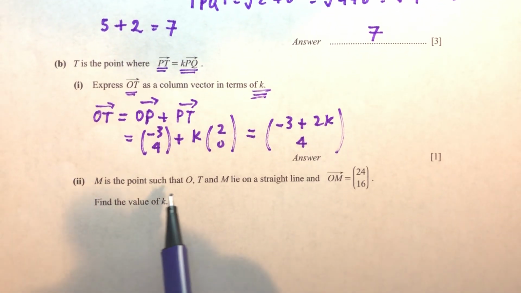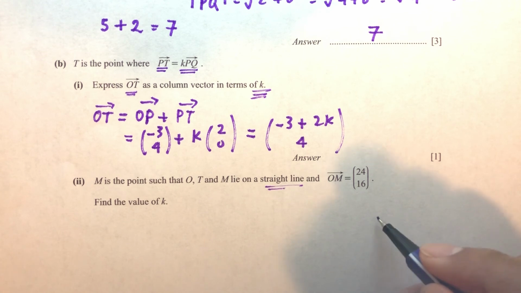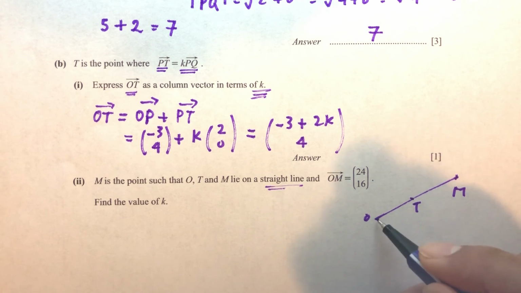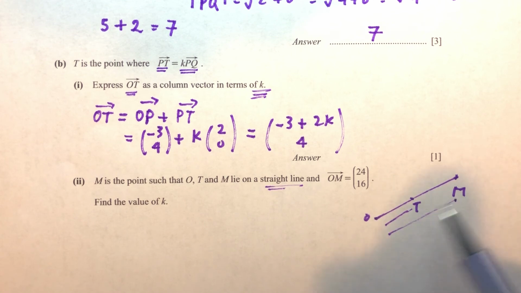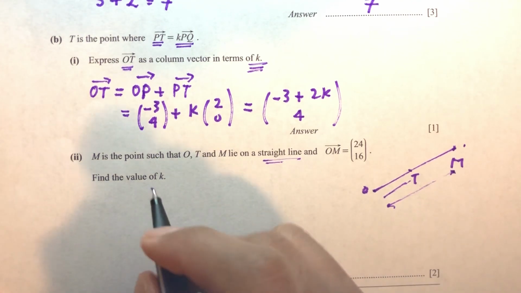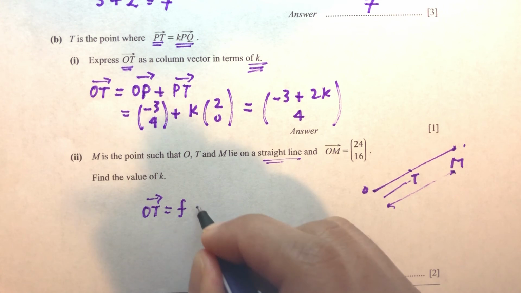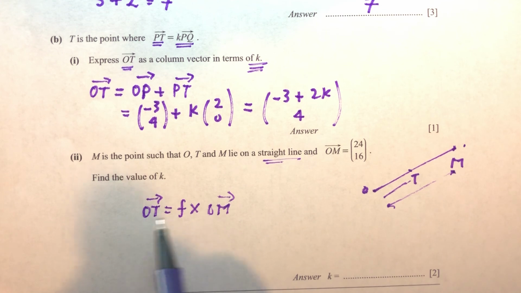So M is a point such that OT and M lies on a straight line. So straight line OTM. So what does this mean? It means that OT is a multiple of OM, or you can say OM is a multiple of OT. So we can write this down as this. So OT equal to a factor, let's call it F, times OM. So from this information, we derive this equation, which is OT is equal to F as a multiple times OM.